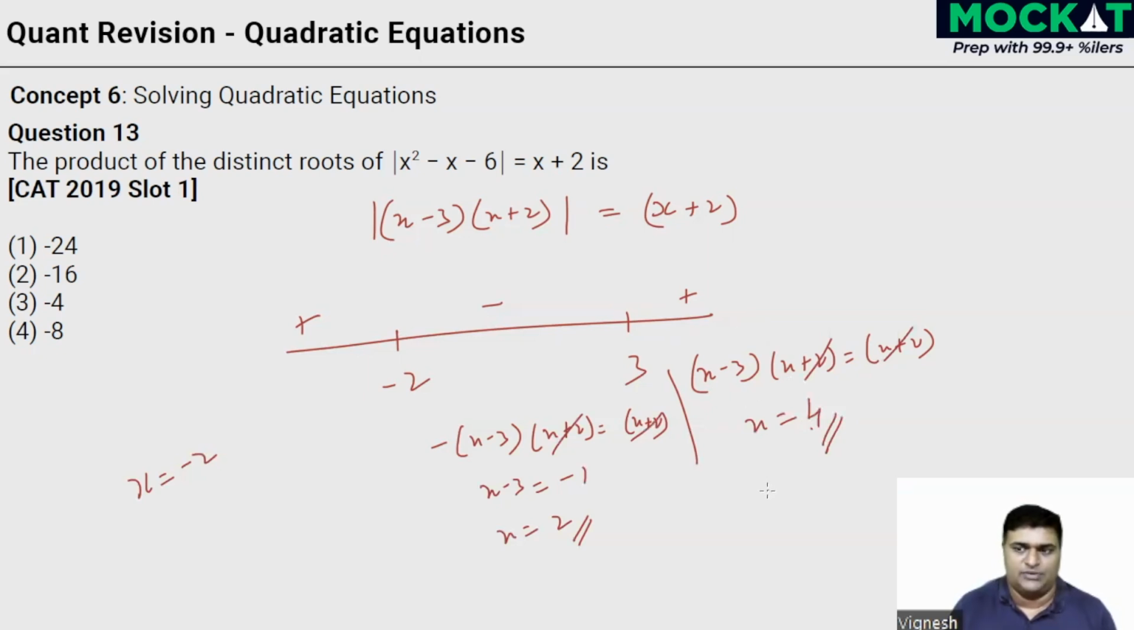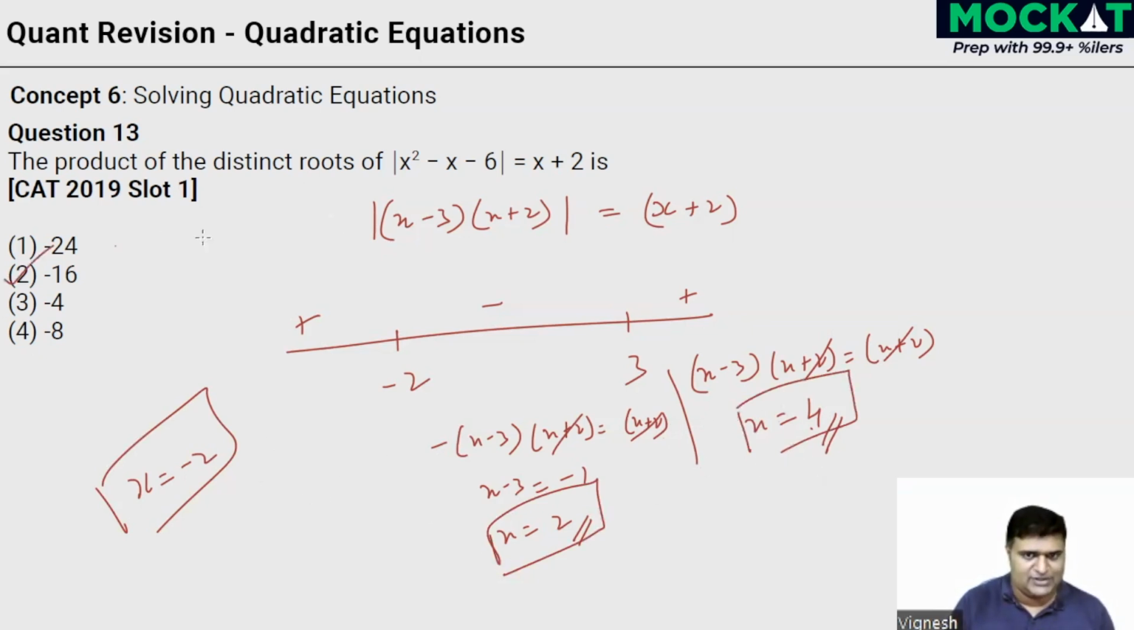Is 4 in the positive region? It is. Then what is the product of all the distinct roots? Your minus 2, your plus 2, and a plus 4. 4 into 2 into 2 is 16. A minus is there. So option 2, minus 16 becomes the answer.